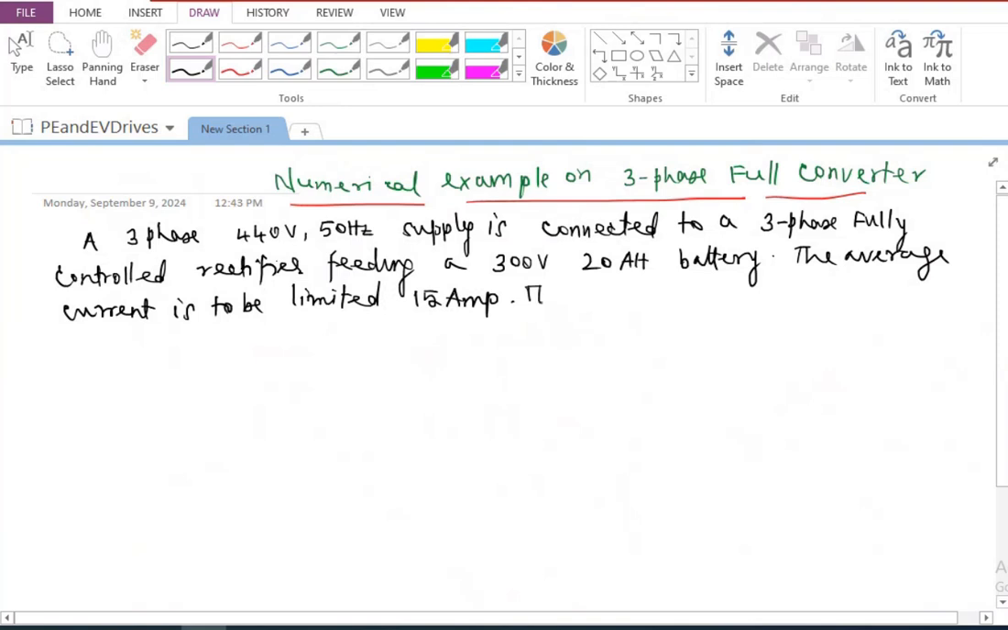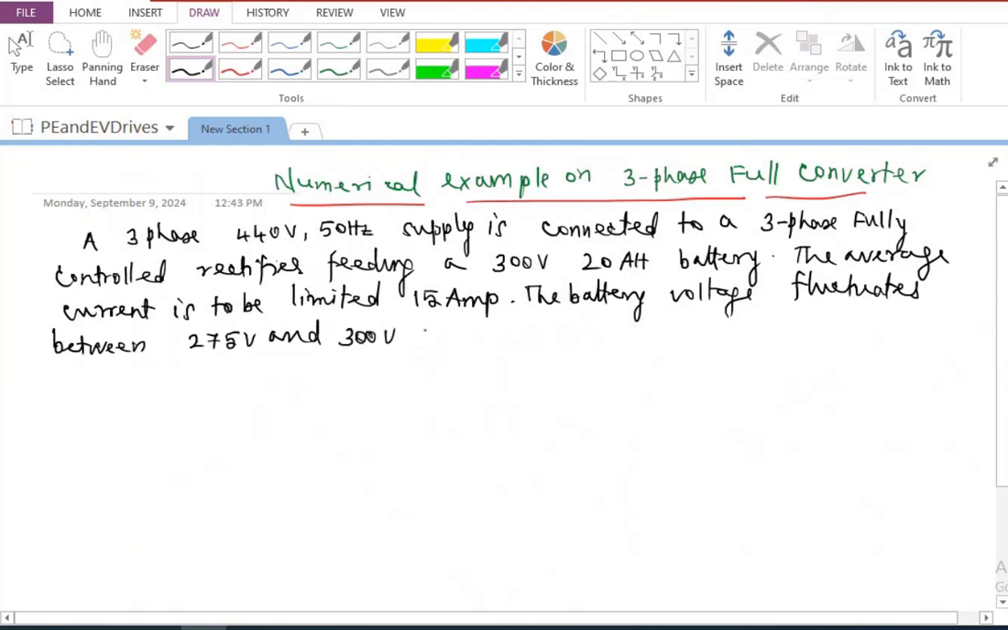The battery voltage fluctuates between 275 volts and 300 volts when it is completely discharged or fully charged.